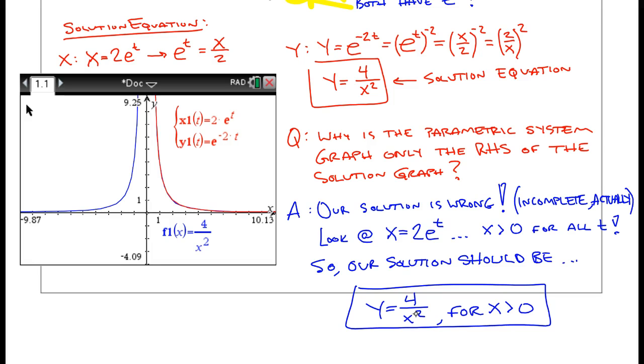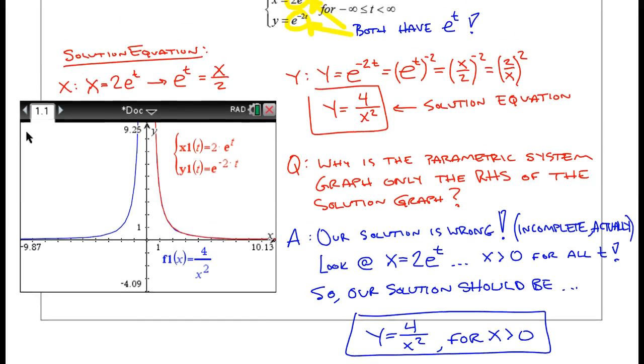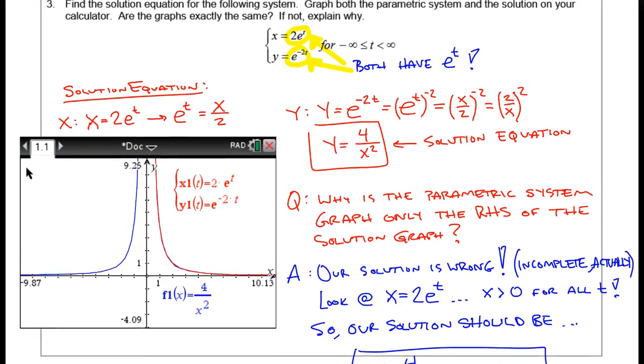Now you might ask yourself, why did that happen? Everything we did up above here algebraically was correct. Well, remember, we actually squared something. When you square something, you can add extraneous solutions to the problem. And that's what happened. We added an entire half of a graph that was an extraneous solution.